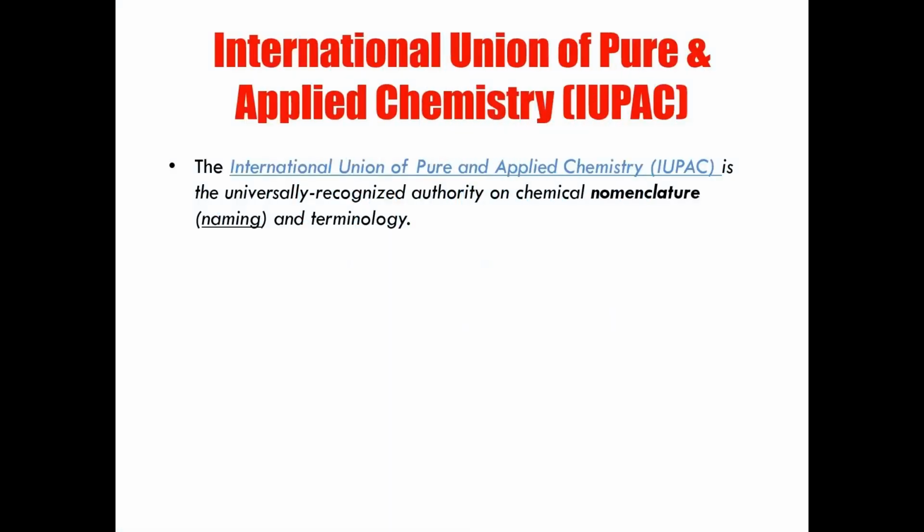Every compound on Earth has a chemical formula and a particular chemical name. That chemical name needs to be recognized worldwide in order to effectively communicate chemistry across borders. The International Union of Pure and Applied Chemistry, also known as IUPAC, is the universally recognized authority on chemical nomenclature and terminology.